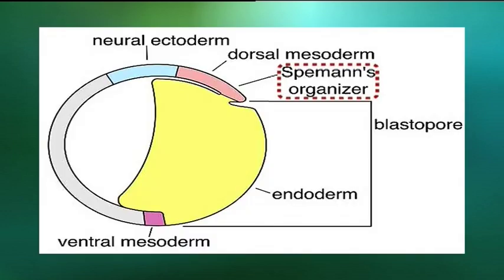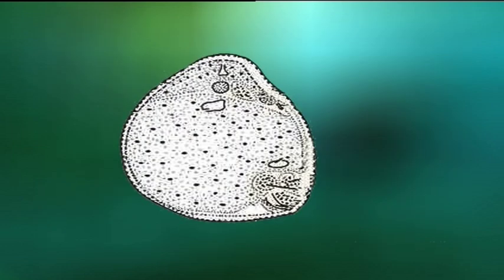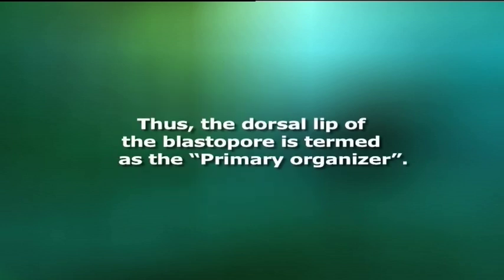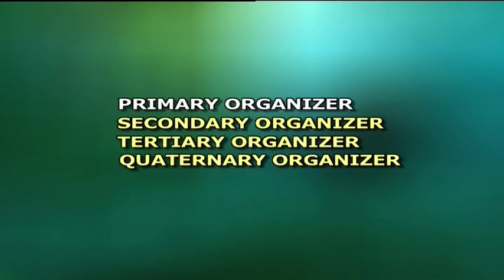Spemann gave this dynamic region the name of organizer because of its significance in organizing the development. He imagined the organizer initiating morphogenesis and differentiation by inducing the structure of the neural tube. Thus, the dorsal lip of the blastopore is termed the primary organizer. Moving ahead, we will now learn about secondary, tertiary and quaternary organizers.